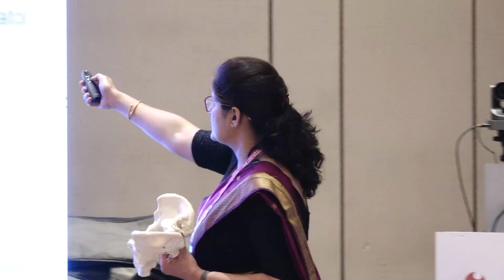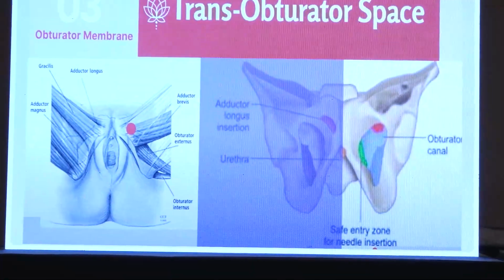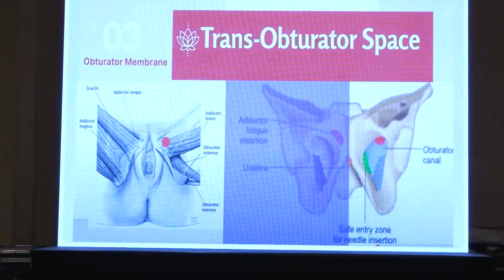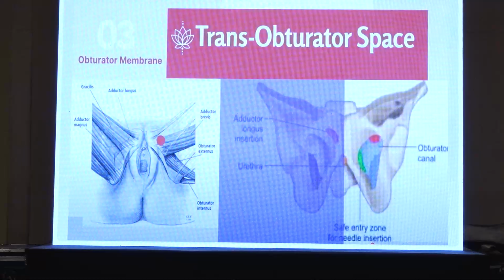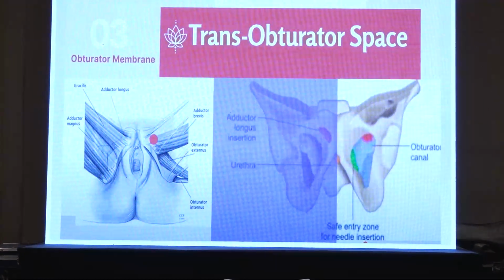See, here you can see there is the obturator canal, and it is just diagonally at 3.5 centimeters from the obturator membrane. So whenever you insert the needle, you should not fiddle. Once you are inside, you just have to rotate it and bring it down.